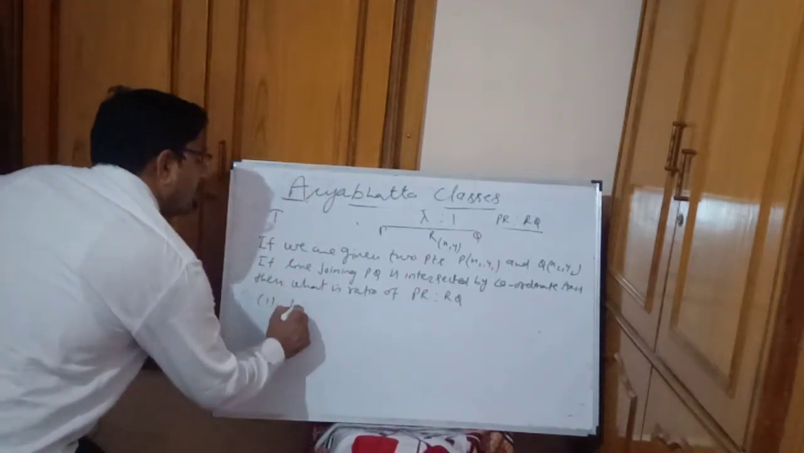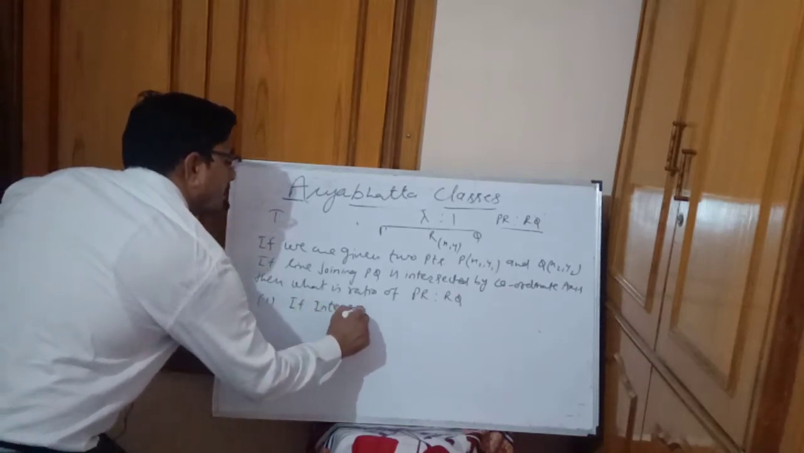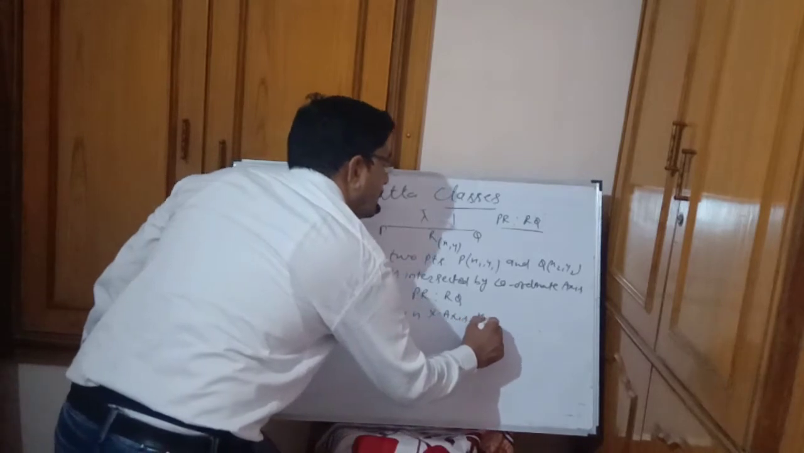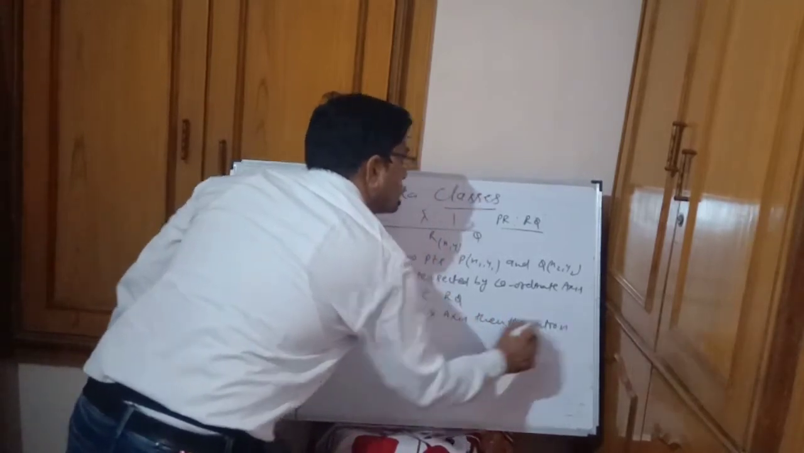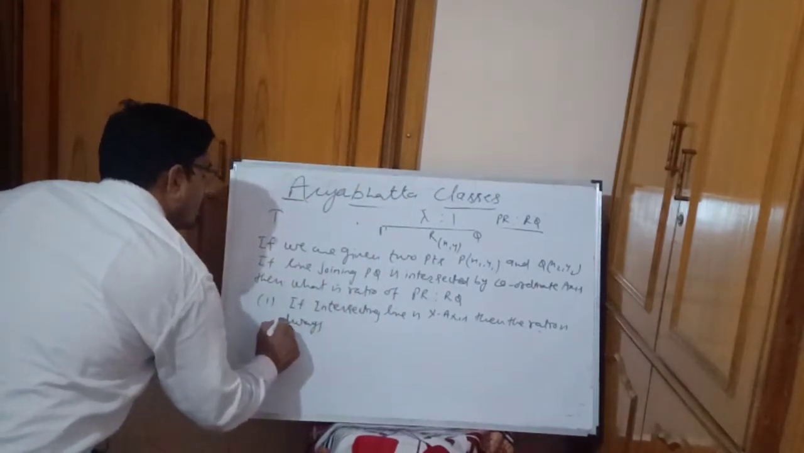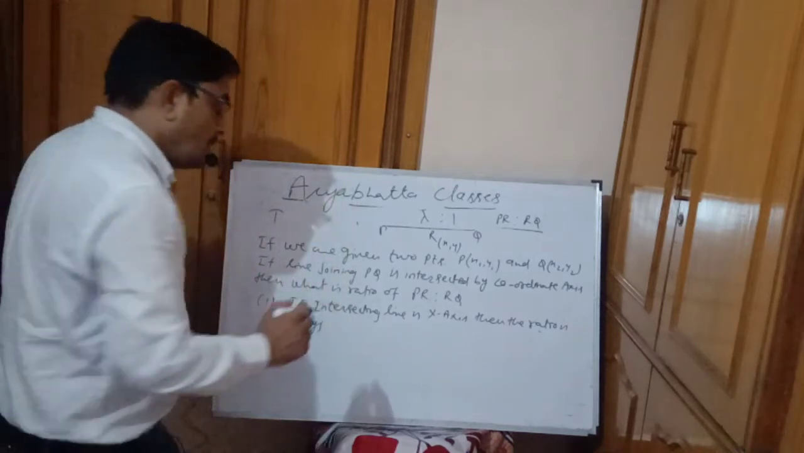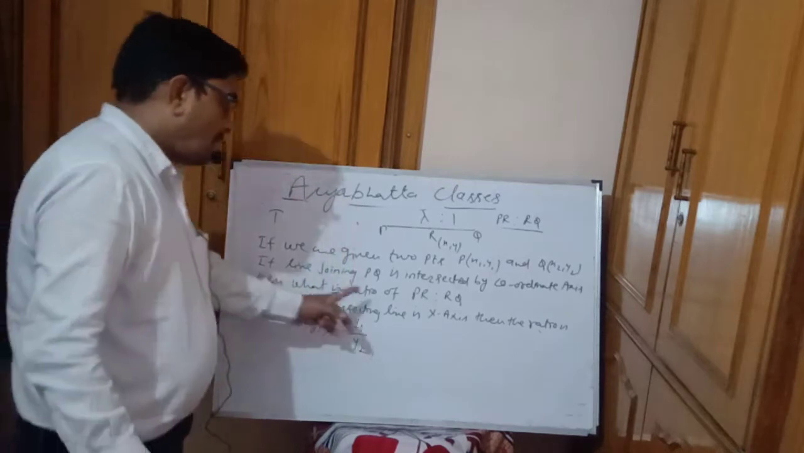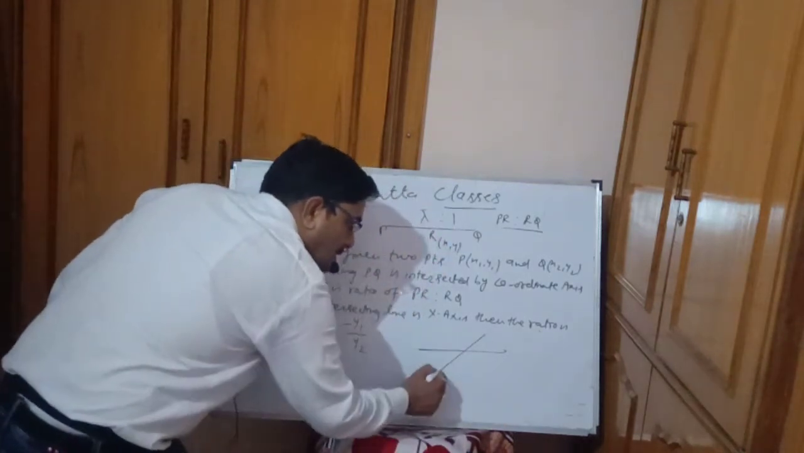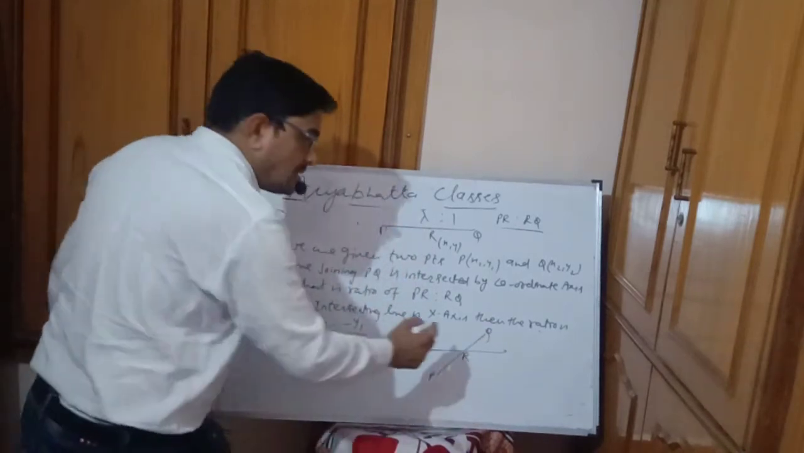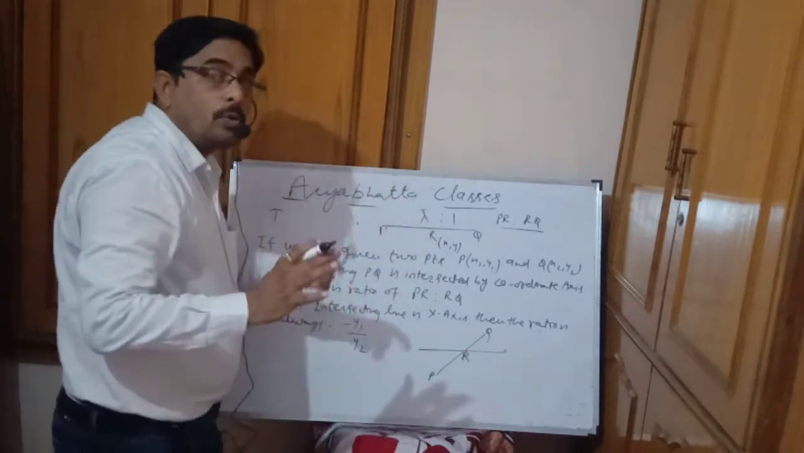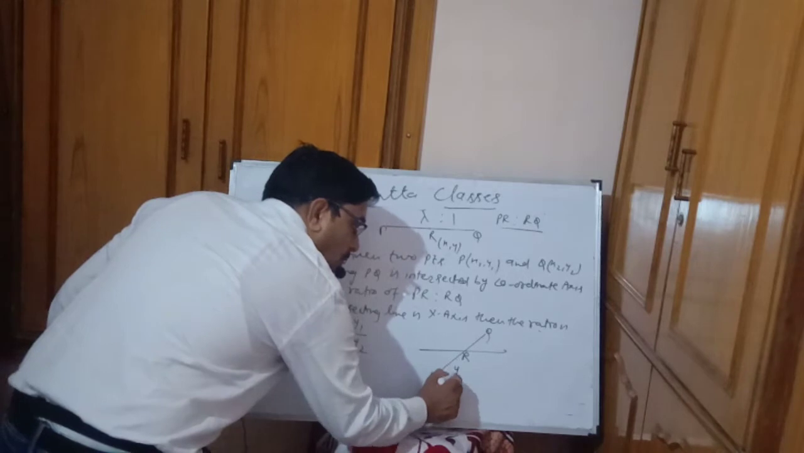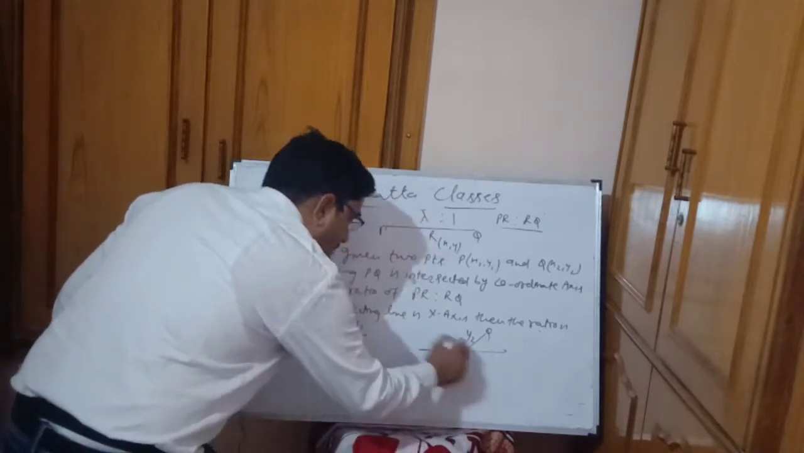The first point is, if the intersecting line is the x-axis, then the ratio is always the ratio of the ordinates of both points with a negative sign. If the x-axis cuts P and Q, the coordinates of point R are not given, but the ratio of PR and RQ is always y1 by y2 with a negative sign.